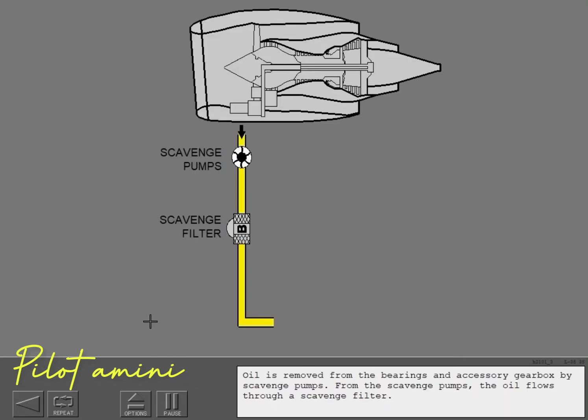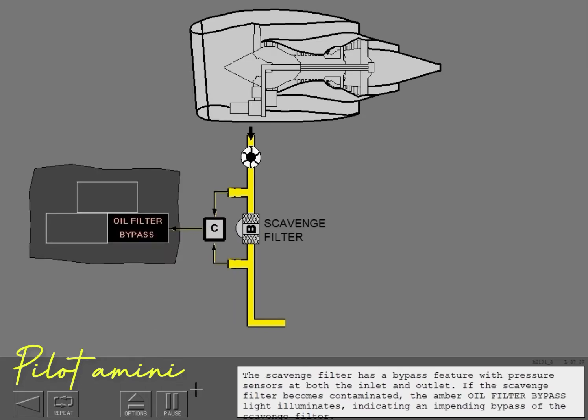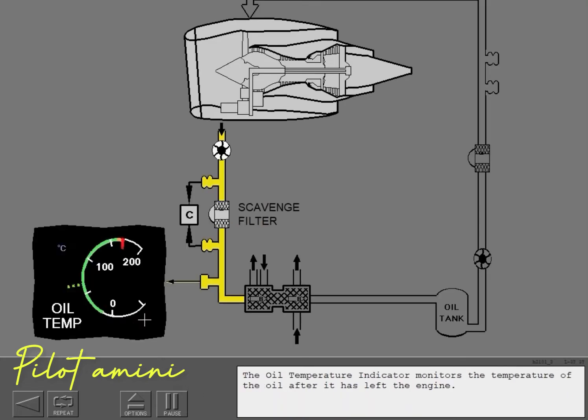Oil is removed from the bearings and accessory gearbox by scavenge pumps. From the scavenge pumps, the oil flows through a scavenge filter. The scavenge filter has a bypass feature with pressure sensors at both the inlet and outlet. If the scavenge filter becomes contaminated, the amber oil filter bypass light illuminates, indicating an impending bypass of the scavenge filter. The oil temperature indicator monitors the temperature of the oil after it has left the engine.